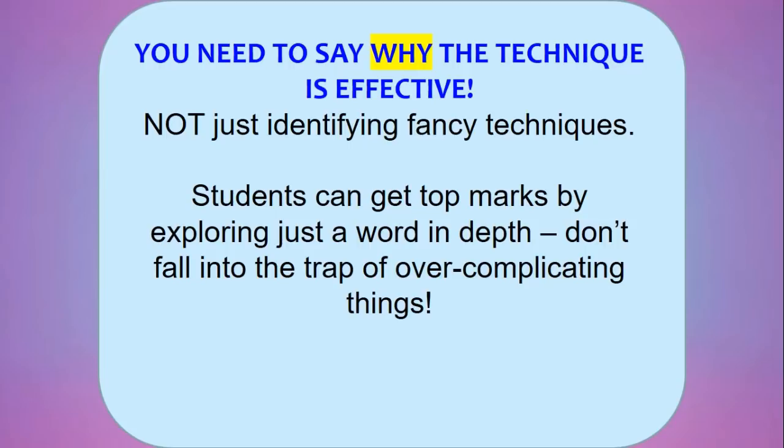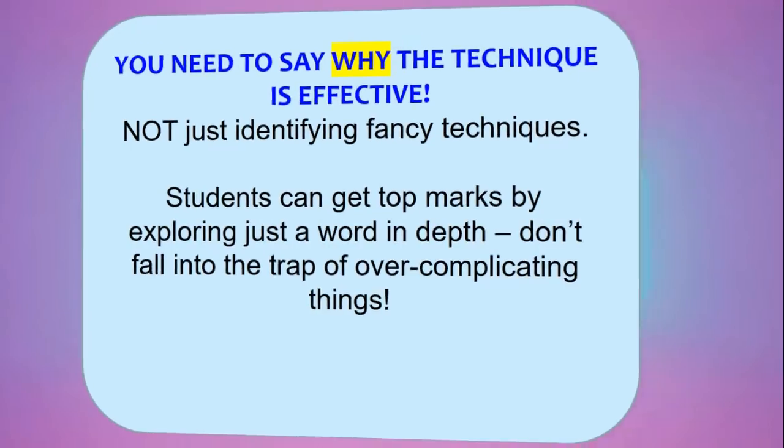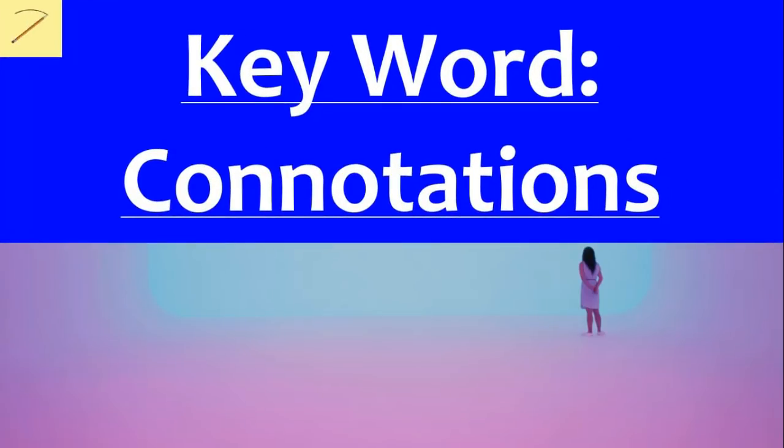Okay, and you also need to say why the technique is effective. You're not going to get marks for just saying, that's alliteration. You're not going to get marks for just identifying these fancy techniques. Students get top marks by exploring just the word in depth. Don't fall into the trap of overcomplicating things. Basically, if you spot a technique has been used, you've got to say why it's been used and why it's effective. So, keyword: connotation.